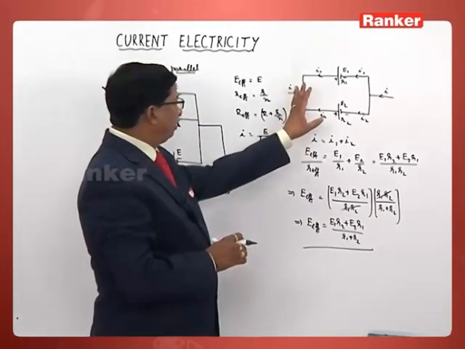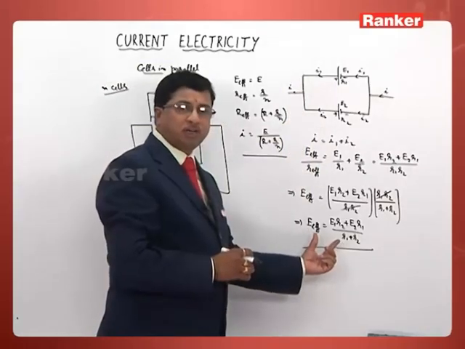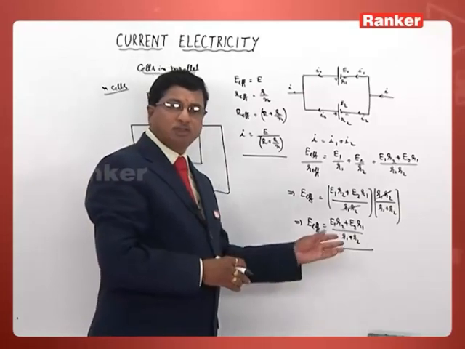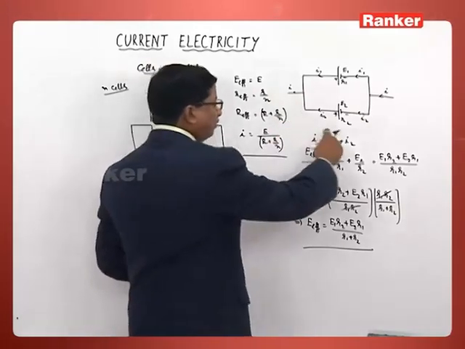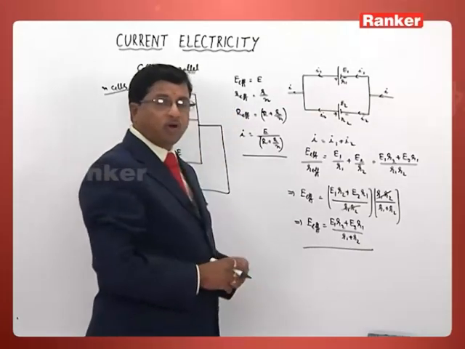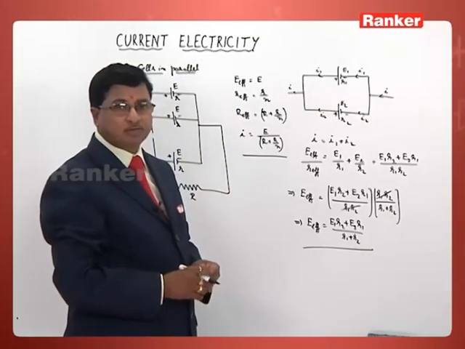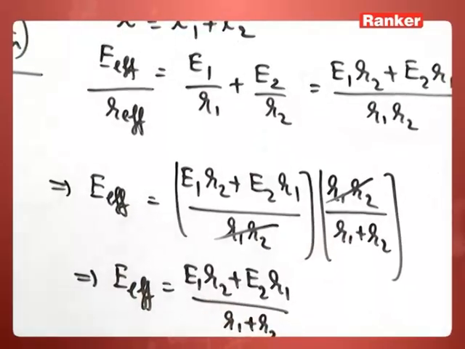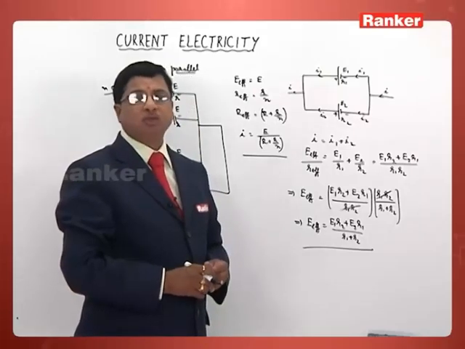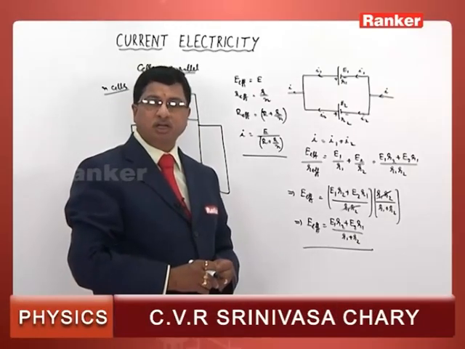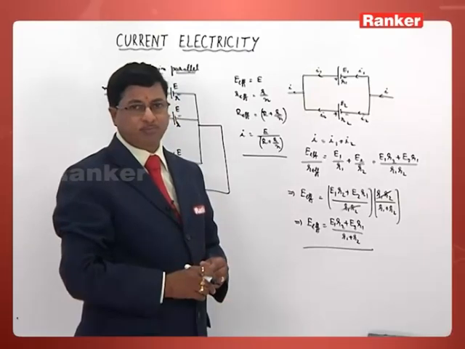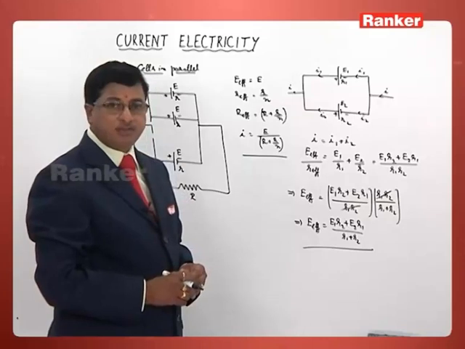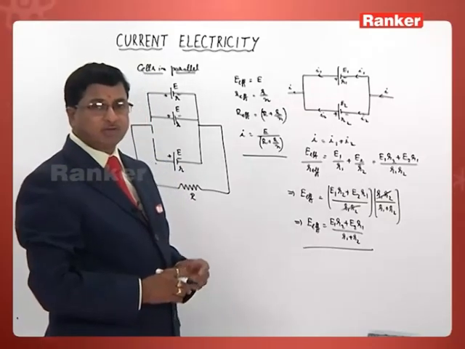So whenever two cells are connected this way, what would be the effective EMF of the entire system? You can calculate using this formula. Suppose an external resistance is connected. What would be the current across that one, they may ask you. That time the effective resistance you have to calculate. This becomes the effective EMF, and therefrom you can estimate what is going to be the current across the external resistor R. So these areas, as far as the internal resistance of a cell is concerned, one has to remember.